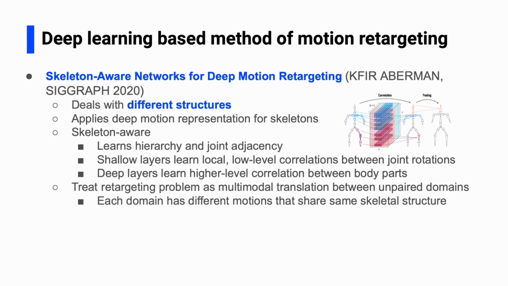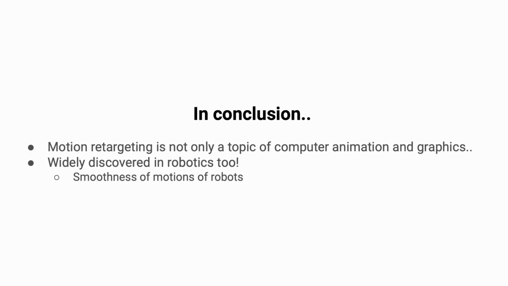Also, the authors treat the retargeting problem as multimodal translation between unpaired domains. This means that each domain has different motions that share a topologically identical skeletal structure. So in conclusion, motion retargeting is not only a topic of computer animation and computer graphics. It is also widely studied as a research topic in robotics, since the smoothness of motions of these robots could be very important.